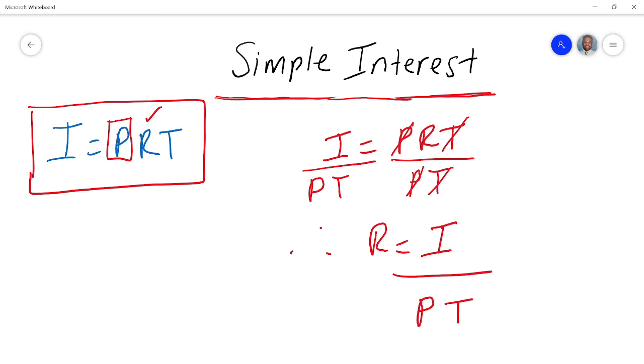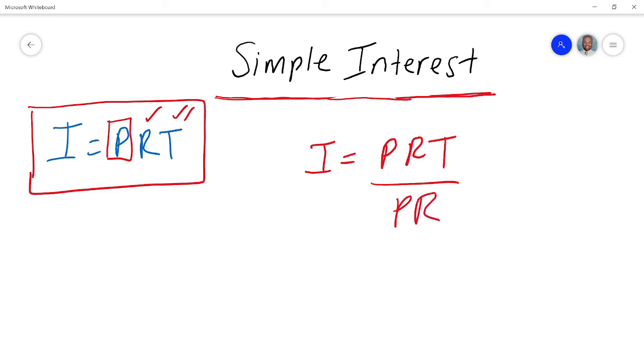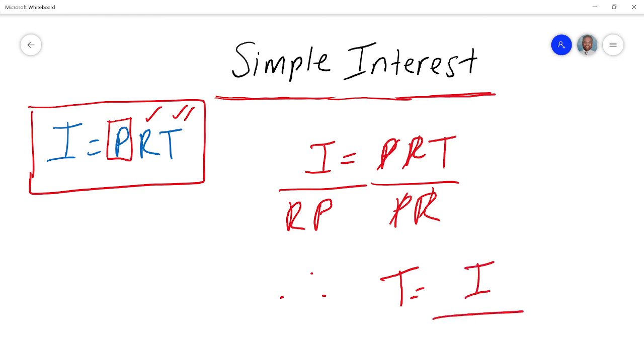Now, let's look at the third one where we want to make T the subject of the formula. So let's rewrite the equation for simple interest, PRT, and we want to make T the subject, so we divide by P times R on my right-hand side and divide by P times R on my left-hand side. The P's and R's cancel out. Therefore, my time is equal to interest divided by my rate times my principal.